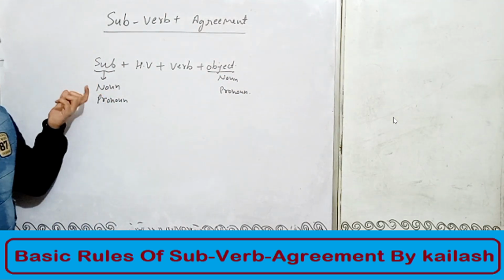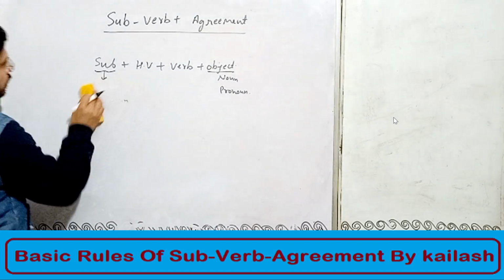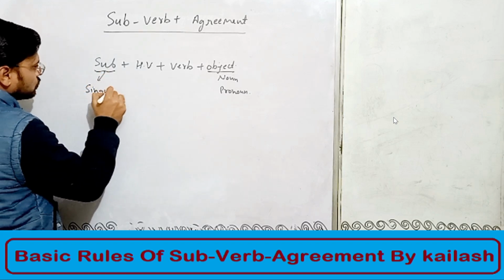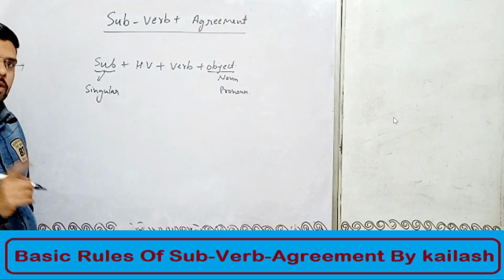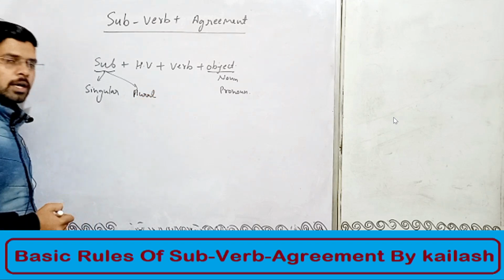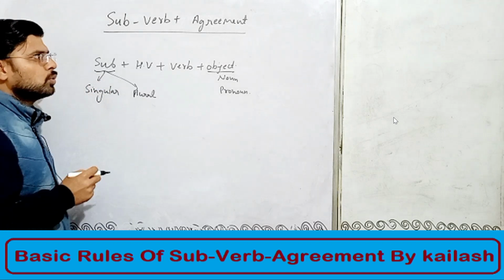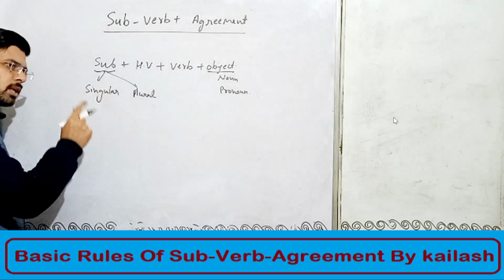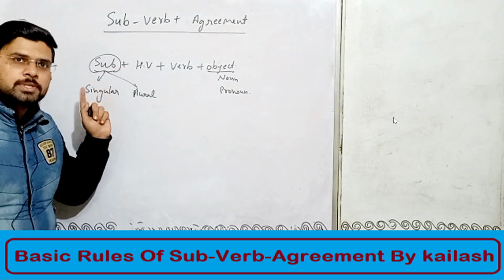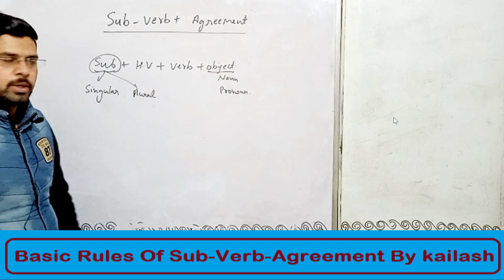So if the subject is a noun, the noun may be singular or may be plural. If the noun is singular, it would take a singular verb. If the noun is plural, it would take a plural verb. This is the main, very important rule for subject verb agreement. Precisely, if I say subject: if the subject is singular, the verb would be singular. If the subject is plural, the verb will be plural.